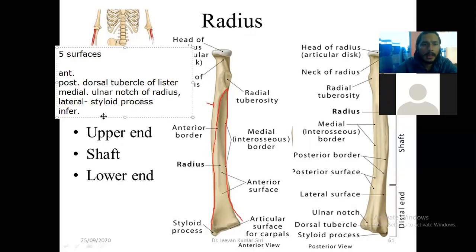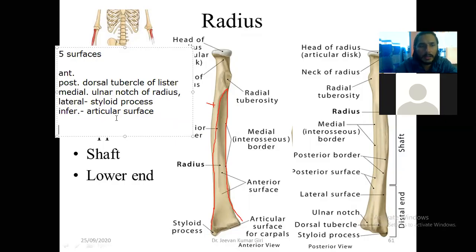Next is the inferior surface. The inferior surface is the articular surface. So the inferior surface of the lower end of the radius is the articular surface. This inferior surface will articulate with two bones here. You will find two fossae or two articular parts. The shape of this articular part is that there is a triangular articular part laterally, a triangular fossa, and next is the quadrangular.